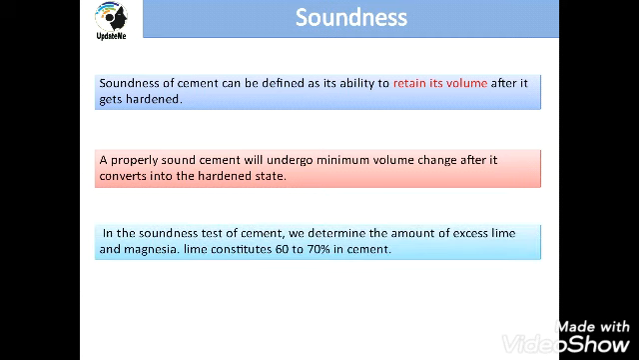In the soundness test of cement, we determine the amount of excess lime and magnesia. Lime constitutes 60 to 70% of cement. As we know, among the constituents of cement, lime plays a major role, so it's very important to identify the effect of lime on cement characteristics.